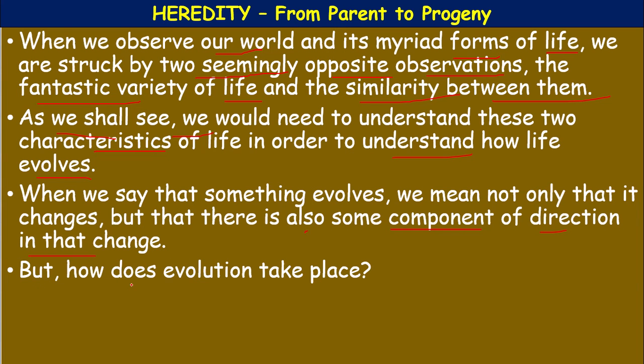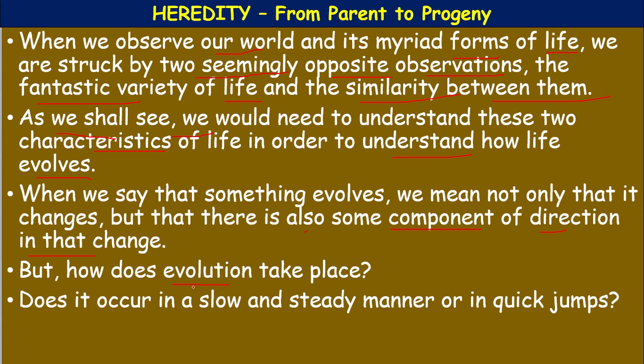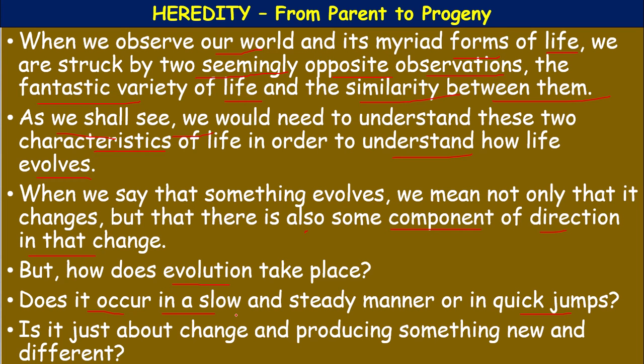Okay? But how does evolution take place? How does evolution take place? What is evolution? The systematic, continuous changes which are taking place in the living organisms come under this process of evolution. So does this evolution occur in a slow and steady manner or in quick jumps? Okay, that we have to find. So is it just about change and producing something new and different? Think.